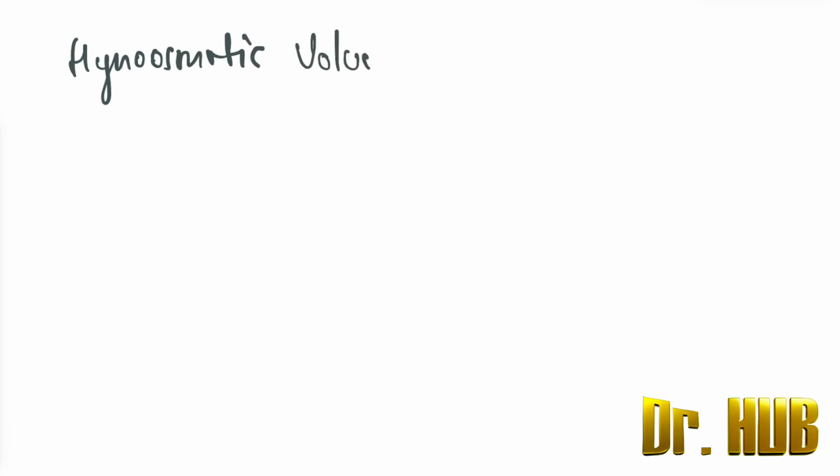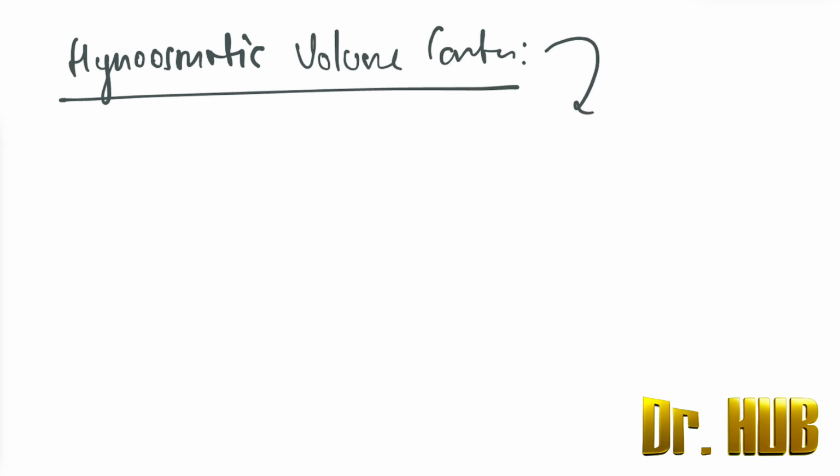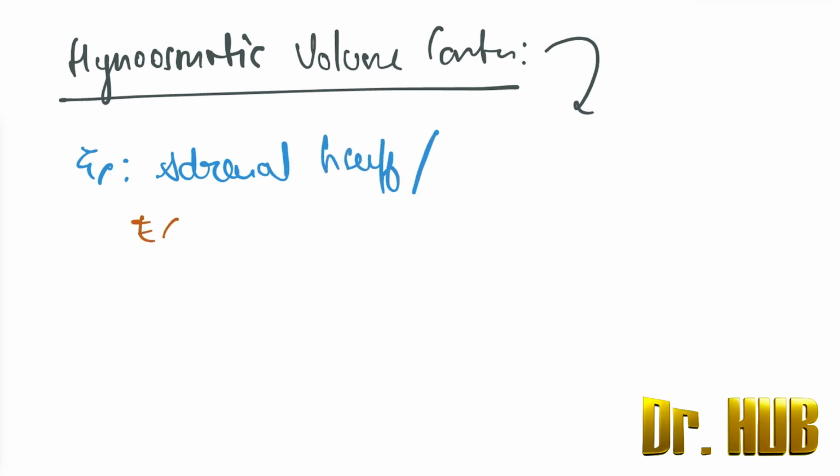Then we move on to the hypoosmotic volume contraction. Under hypoosmotic volume contraction, the example is adrenal insufficiency. Then how is the ECF? The ECF is going to be reduced. Then the ICF will be increased.